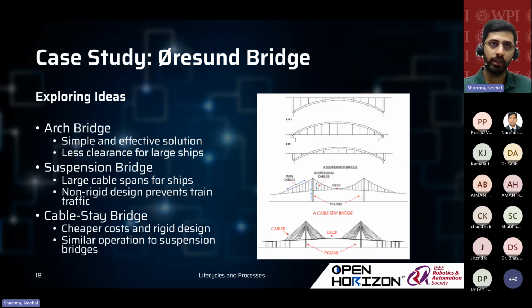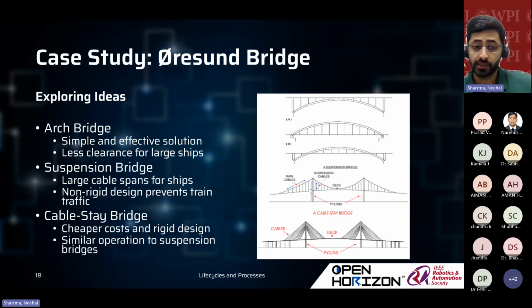So for the bridge, there were a couple of ideas which you can see here. The civil engineers might know this better than me, but the arch bridge is obviously a simple and effective solution. But the problem with that is this arch over here doesn't provide clearance for ships as effectively compared to the other options on the list. So this was ruled out because, like I mentioned before, sea traffic was a very important component.